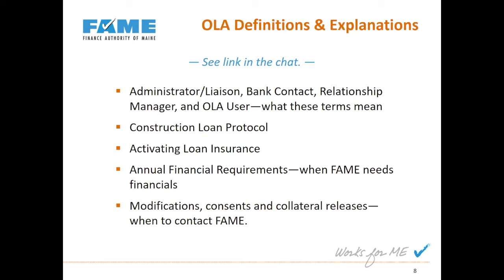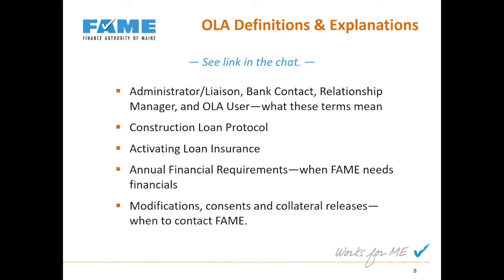Our next thing that we wanted to go over is construction loan protocol. And as you know, I mentioned a few things in the OLA training, but we did want to go over a couple things just to know how the process works on the back end. So when a construction loan is submitted and approved, FAME provides a 6-month authorization expiration date, with the expectation that the construction will be complete and the loan will be closed.